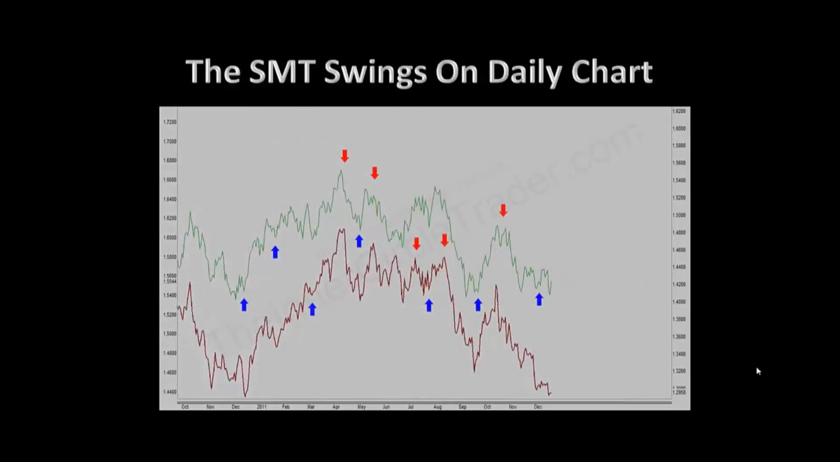All right, SMT swings on a daily chart. What is it and what does it look like? Well, we're going to say, for instance, that this is the dollar. The green represents the greenback, and we're going to say that the red represents the British pound, or cable. Now, the problem with this is going to be this.